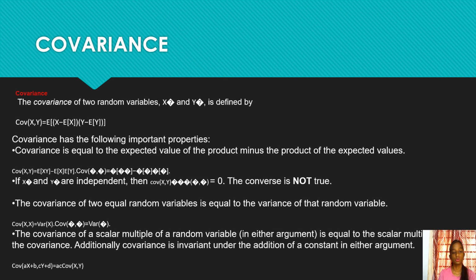The covariance of two equal random variables is equal to the variance of the random variable. The covariance of a scalar multiple of a random variable is equal to the scalar times the covariance, and additionally covariance is invariant under the addition of a constant in either argument. Covariance of Ax plus b, Cy plus d is equal to AC times covariance of x, y.